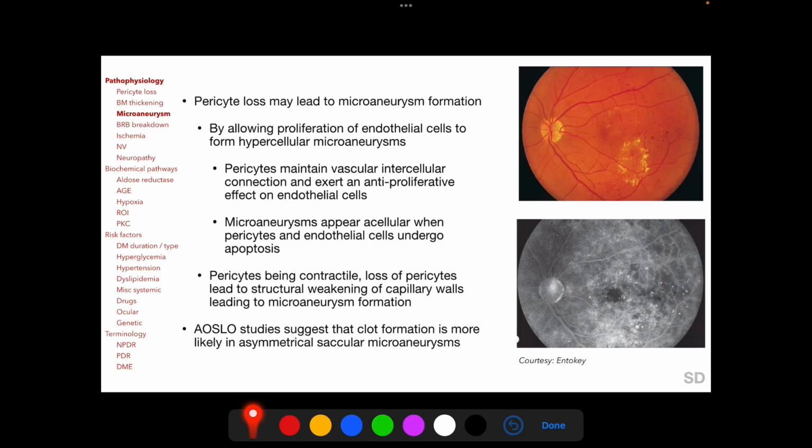It is hypothesized that pericyte loss may lead to microaneurysm formation because loss of pericytes leads to proliferation of endothelial cells to form hypercellular microaneurysms. And also, since pericytes are contractile, loss of pericytes leads to structural weakening of the capillary walls, leading to microaneurysm formation. And microaneurysms appear acellular when pericytes and endothelial cells undergo apoptosis.